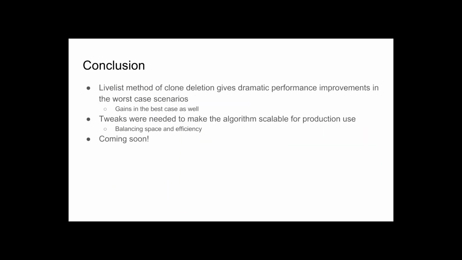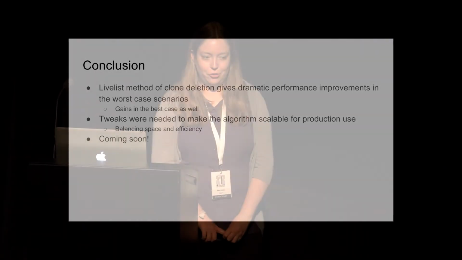Live list clone deletion gives us really dramatic performance improvements, especially in this worst case. This worst case scenario can show up when people have really big data sets. They're creating clones, they're deleting clones, they're trying to make more clones, and they think they've deleted something, but they can't actually create a new thing because the blocks have not been reclaimed. So speeding this up is really good for high usage systems with really big data sets.